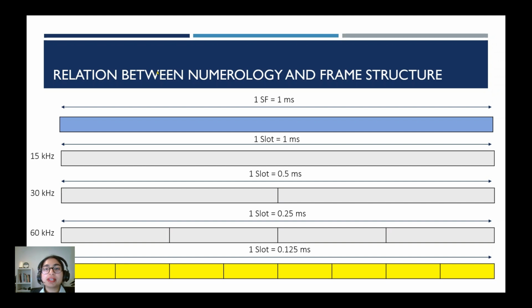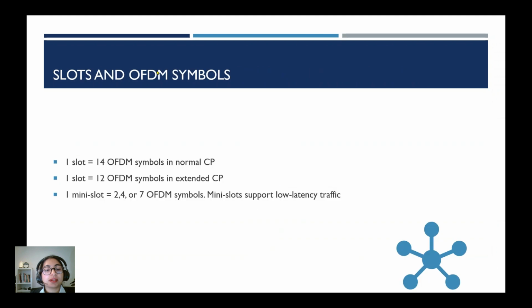How are slots and OFDM symbols related? So in normal cyclic prefix, one slot has 14 OFDM symbols, whereas in extended cyclic prefix, say for 60 kHz, one slot has only 12 OFDM symbols in it. 5G NR also supports the concept of mini slots. These mini slots were introduced to support low latency traffic or URLLC. A mini slot can have 2, 4, or 7 OFDM symbols in it.